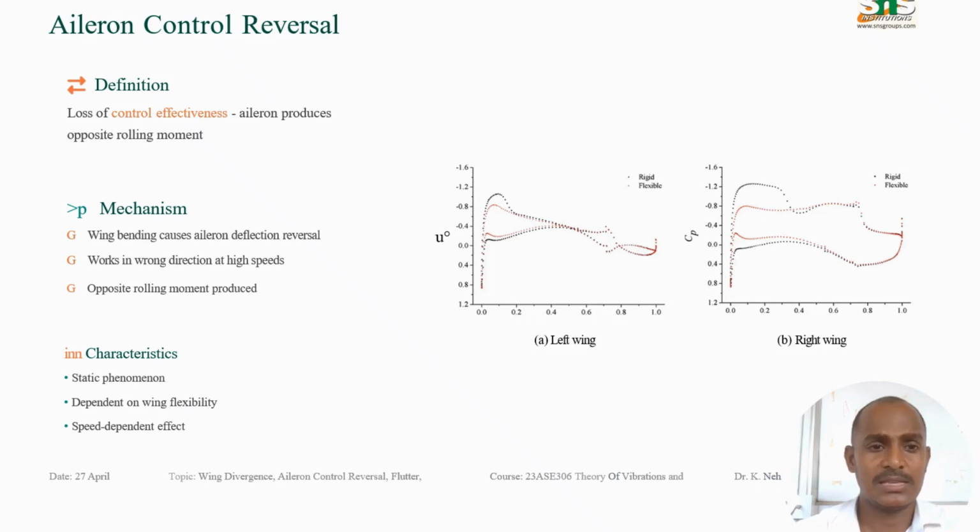Now coming to the second phenomenon, aileron control reversal, which is another static aeroelastic problem. Normally, ailerons control the aircraft's roll motion, but at high speed, wing flexibility may cause bending and twisting, making the aileron produce the opposite rolling effect. Instead of rolling right, the aircraft may roll to the left. This leads to loss of control effectiveness, dangerous maneuvering conditions, and speed-dependent behavior. Modern aircraft wings are designed to avoid the aileron reversal condition.